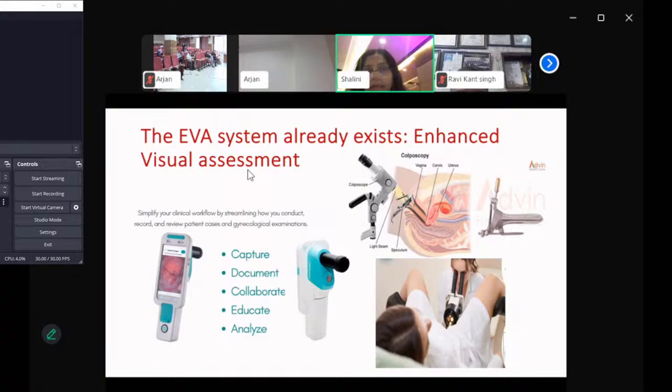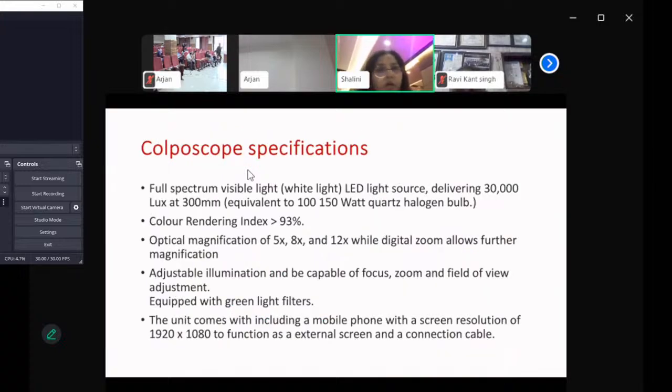Now this is in the image. I can show how the lady is placed and how the actual colposcope is used, and there is a speculum in the corner of my slide, where the fiber optic light is attached. So, colposcope specification: this I have copied from the UNICEF-promoted colposcope, which they are selling at a good price.